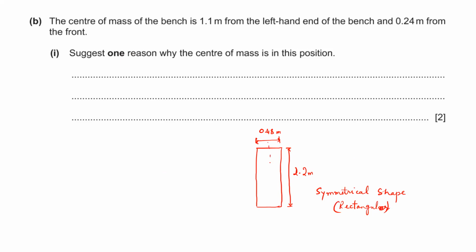So in such a case, if you want to find out the center of mass, we basically find out the center of this shape, and the center of the shape comes out to be something like this, and this is technically the midpoint. So this is 1.1 meters from here and 0.24 meters from here, and this is what it is said is the center of mass. It says to suggest one reason why the center of mass is in this position.